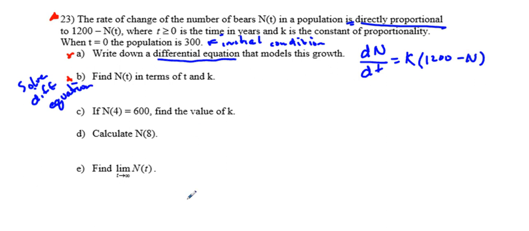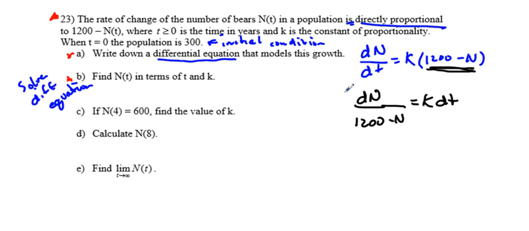In order to solve the differential equation, I'm going to change my color to black. We're going to separate variables. 1200 minus N is one expression, and it has to stick together. So we have dN over 1200 minus N, and that's going to equal k dt.